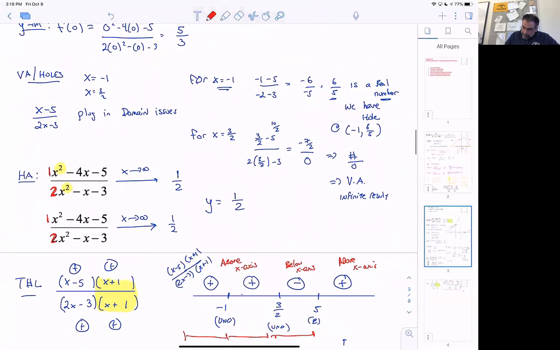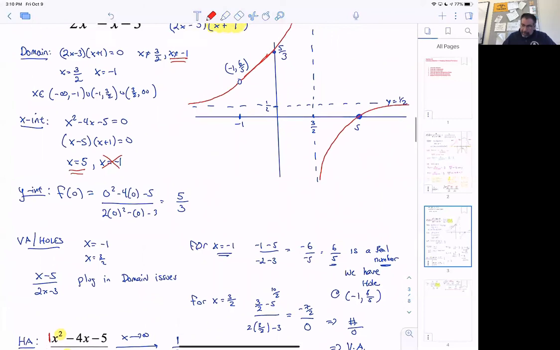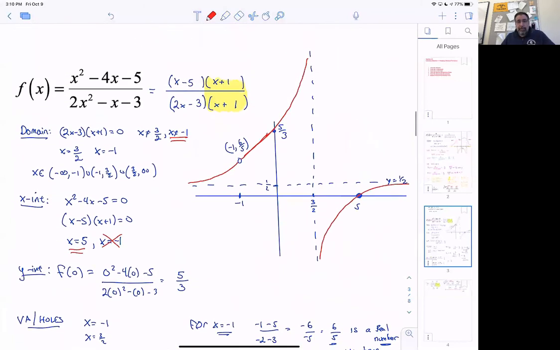And in the last region, from 5 to infinity, I am above the x-axis. So that's going to mean head towards that asymptote, go above the axis, and kind of level out at that 1/2. So that is going to be the final graph for this one.